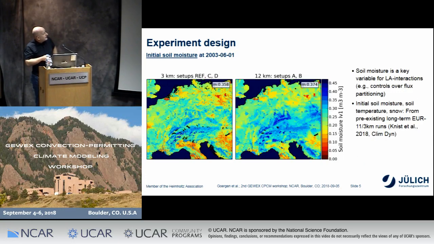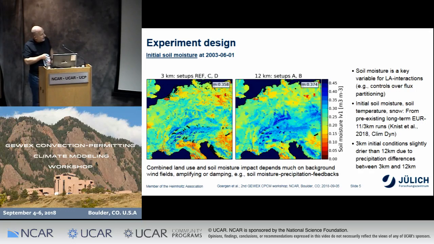Then we have initial soil moisture. Soil moisture, we heard it just again, is a key variable for land-atmosphere interactions. And our initial soil moisture at the beginning of the experiment comes from a pre-existing long-term climate run that Sebastian Knist did. We have published that in this Climate Dynamics special issue. And the important thing here is that in our 3-kilometer initial conditions, we have a slightly drier soil than in the 12-kilometer because we had different precip characteristics.